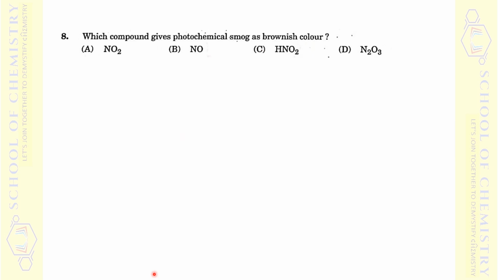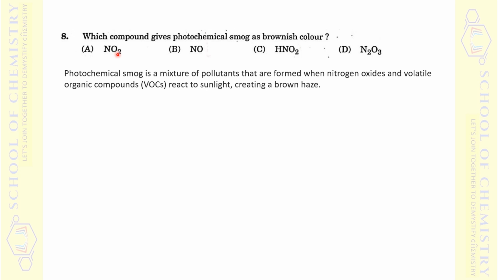Right. So the next one is from environmental chemistry actually. Which compound gives photochemical smog its brownish color? First thing that we should know is that one of the constituents which helps in forming photochemical smog is oxides of nitrogen. But here all the options are nitrogen oxides themselves. Among these, the most important one, if we have to pick, is NO2, which is mainly responsible for the formation as well as the brownish color of photochemical smog.